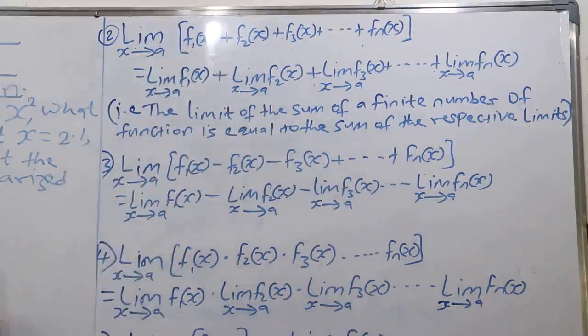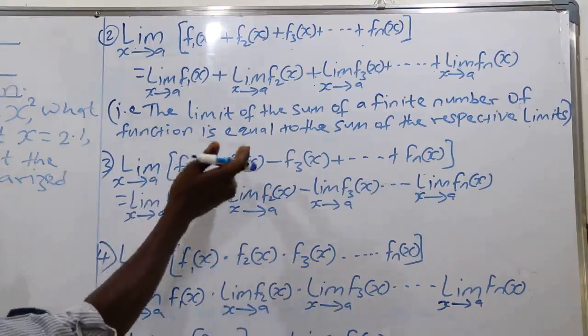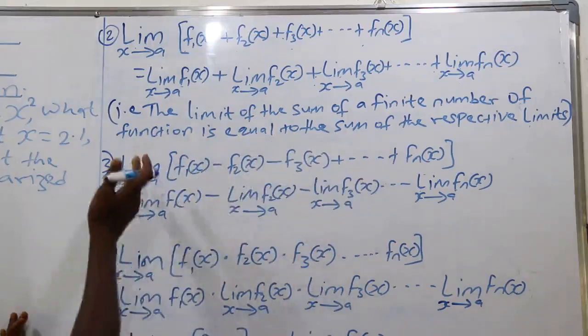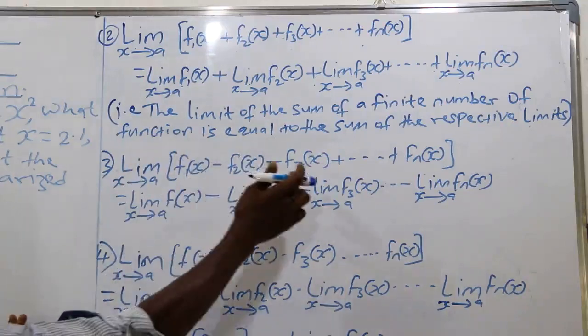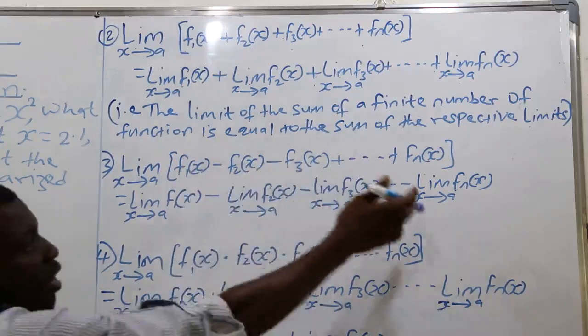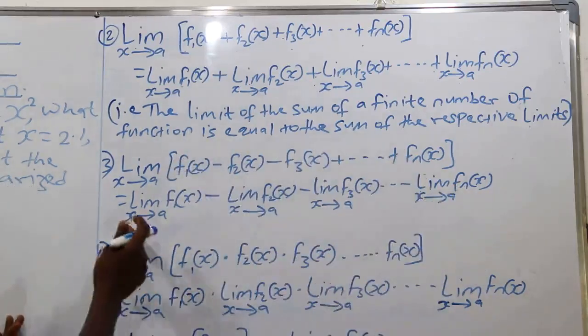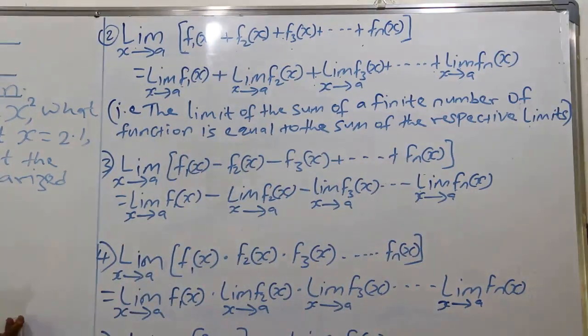Now the third one, which is difference, or you can call it subtraction. Lim f1 of x minus lim f2 of x minus lim f3 of x to the n term, minus lim fn of x, when our x tends to a. This is the third property of limit.